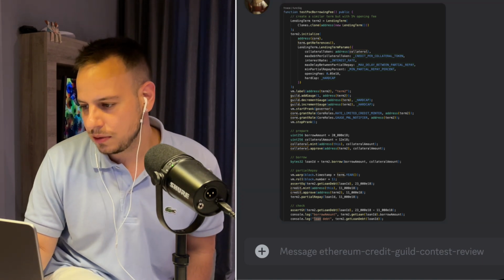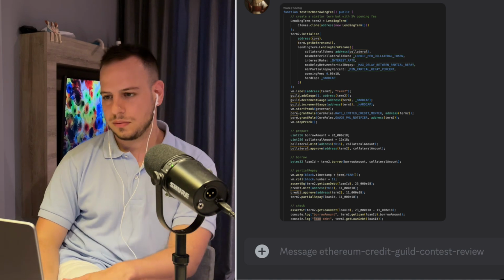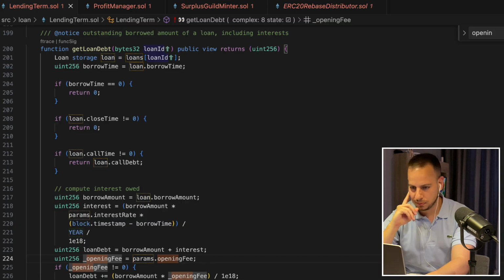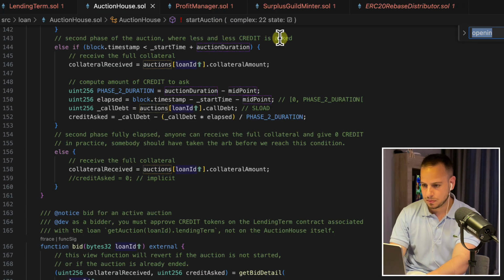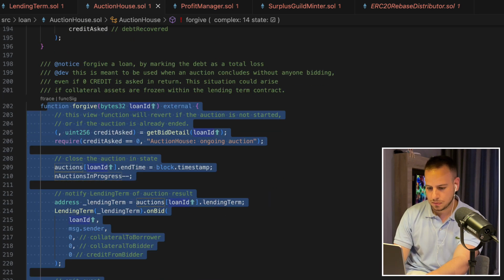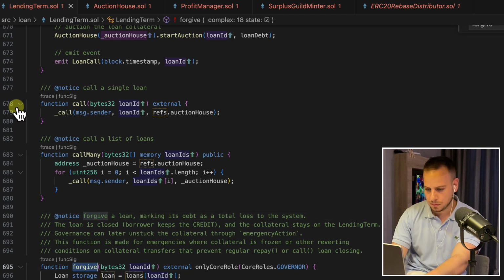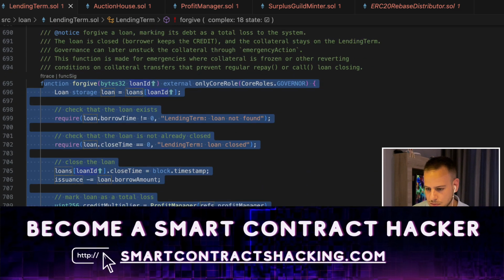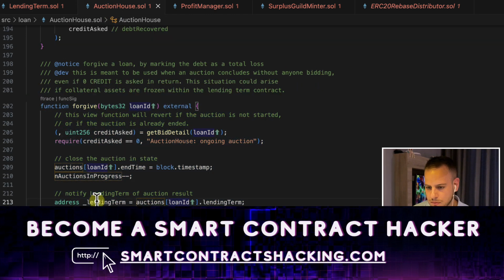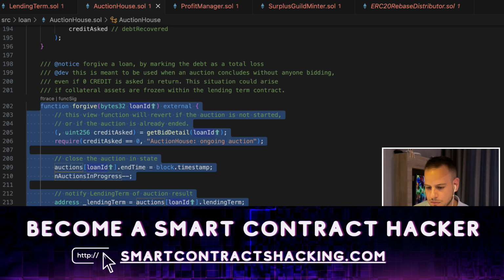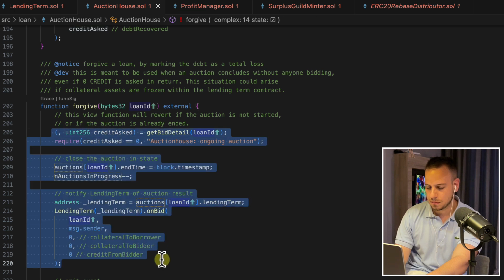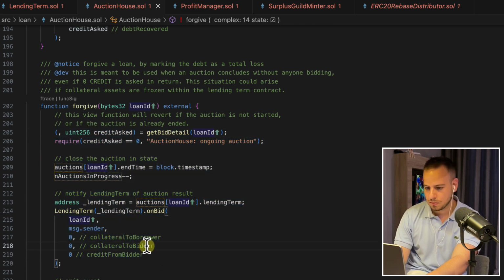Any more? The other one you wanted to share? Yeah, it's about the forgive function. You can find this function in the auction contract and also in the lending term contract. The problem is that if the governor forgives a loan that is on auction, he won't be able to change the auction house, because the forgive function in lending term does not decrement n auctions in progress. And if n auctions in progress is not equal to zero, you're not able to change the auction house.